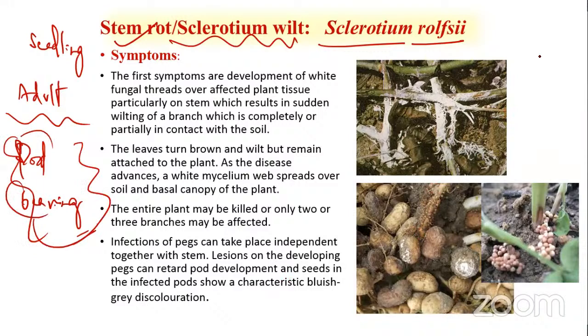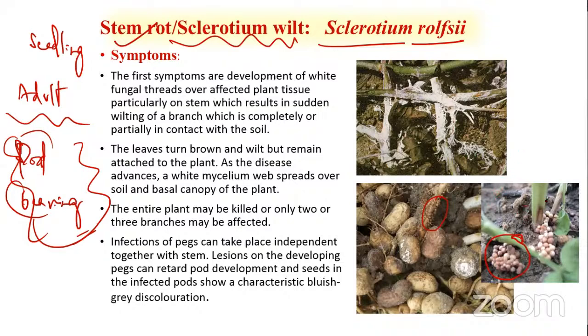Whenever seedling death has occurred, you can check for the production of mass mycelia, whether present or not. That is one thing. Then you can check for the sclerotial bodies. See here how the sclerotial bodies are there, just like a mustard seed. So you can check for those mustard seed-like sclerotial bodies on the ground or not, right?